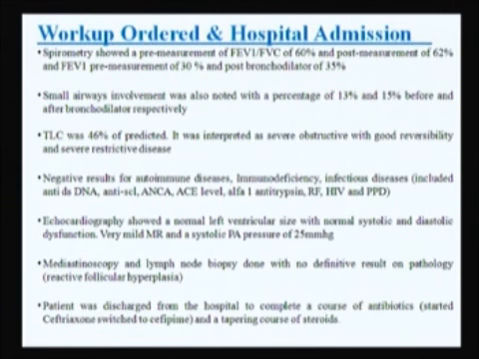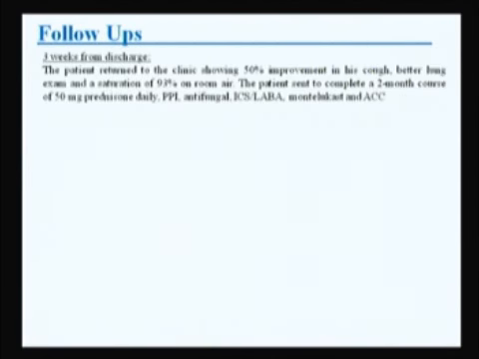Patient was discharged from the hospital to complete a course of antibiotics, was given ceftriaxone, was switched to cefepime, and a tapering course of steroids. So 3 weeks from discharge, returns to clinic, 50% improvement in his cough, better lung examination, saturation slightly better at 93% on room air, and he was sent to complete a 2-month course of 50 milligrams prednisone, so essentially a reasonable dose, a PPI, antifungals, ICS/LABA combination, montelukast, and acetylcysteine.